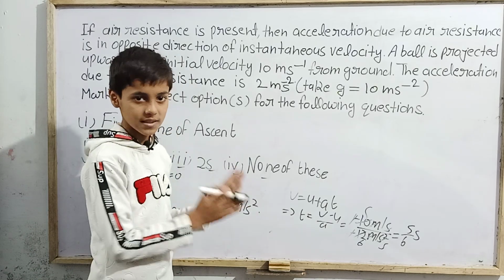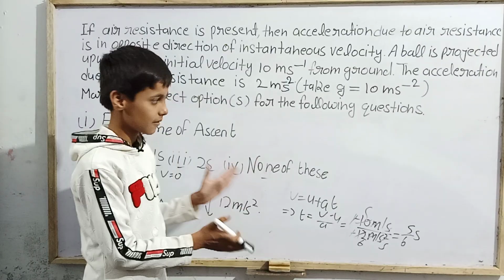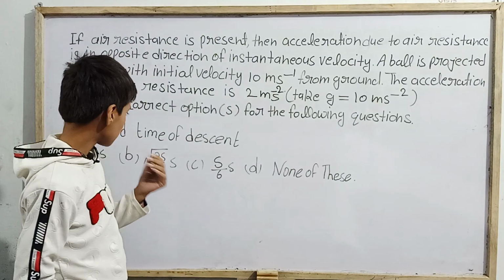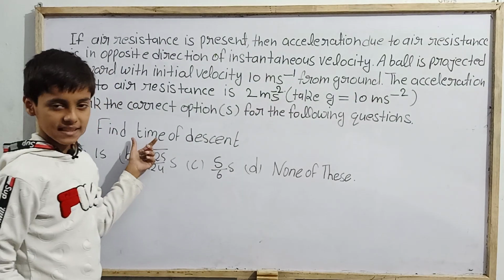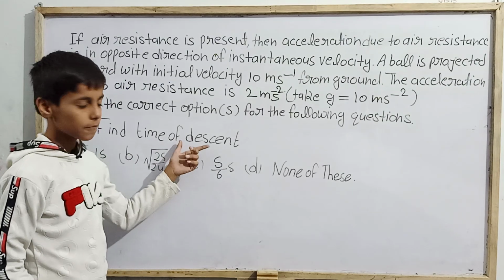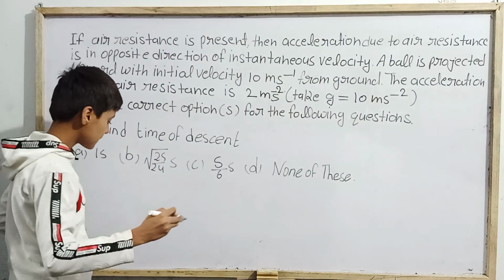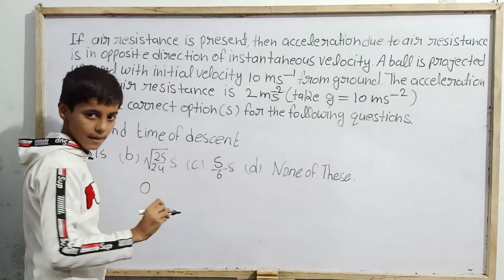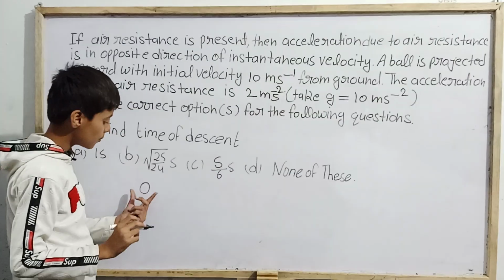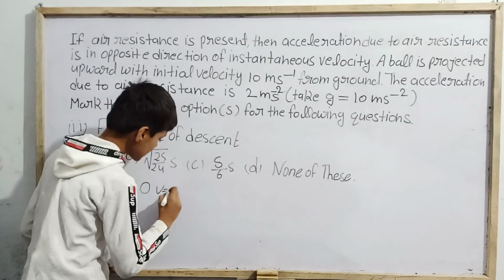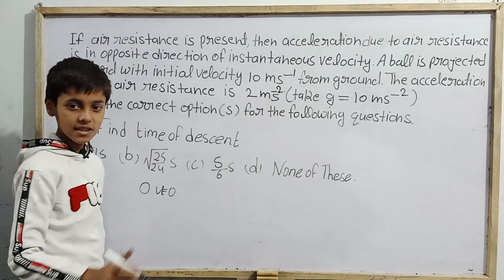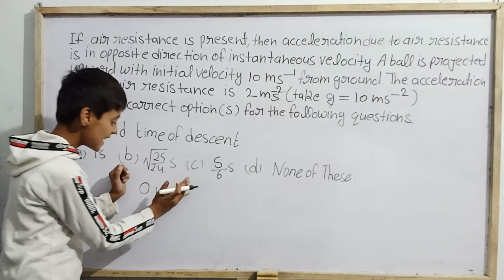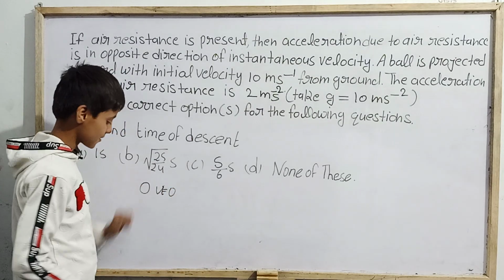Now let me pause the video, erase this, and begin the solution for the second question. This question asks us to find the time of descent. Let me explain. In case 2, at the maximum height attained by the ball, the velocity becomes 0. This is the initial velocity in case 2, because it is the velocity at t equals 0.